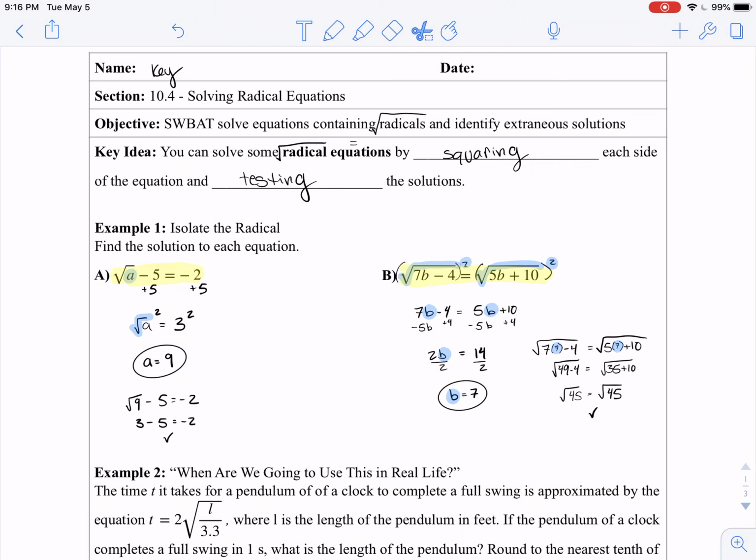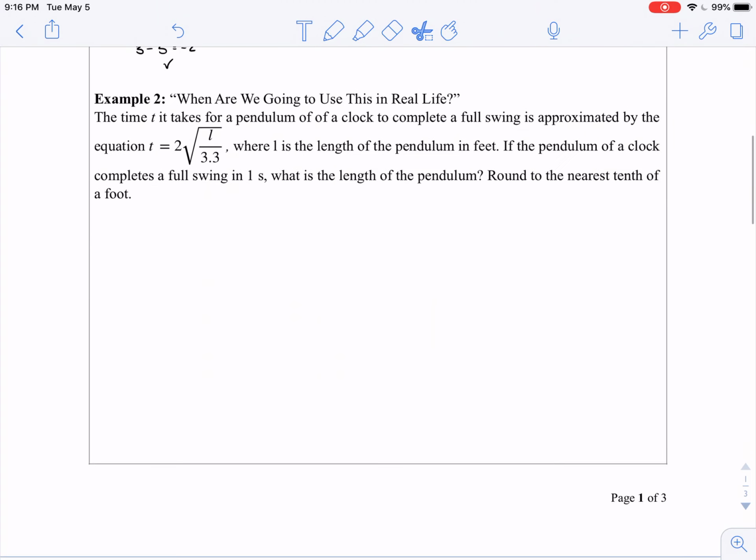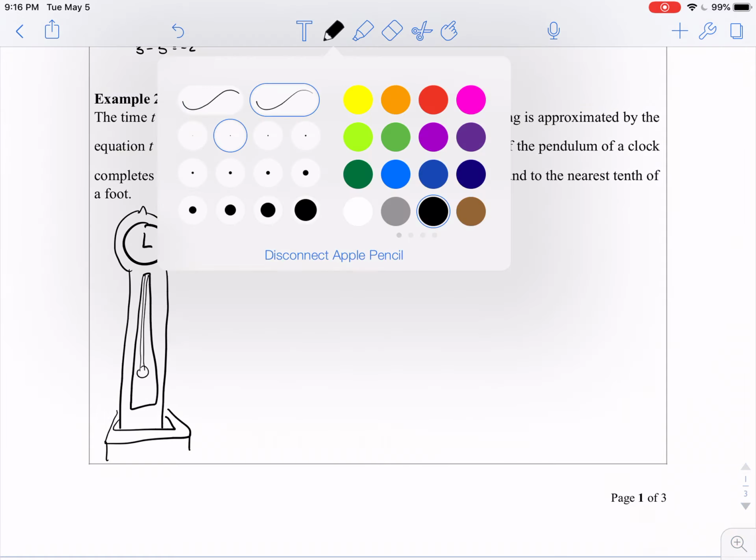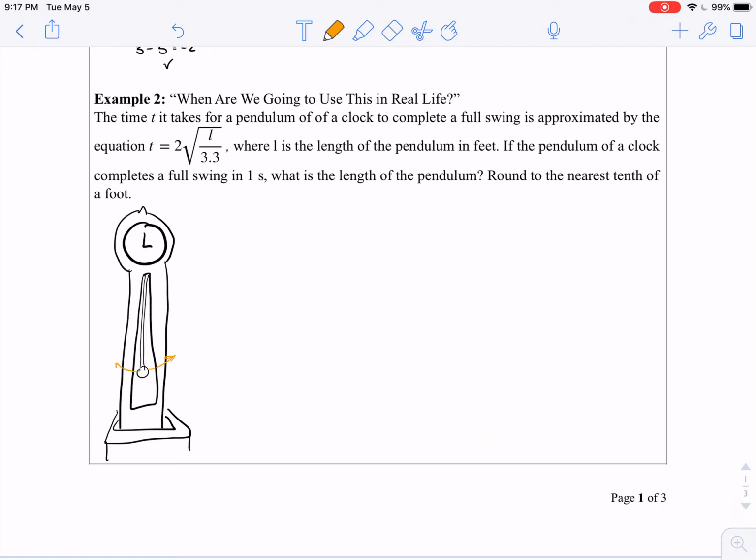Cool. So, Ms. Van Dyke, when are we going to use this in real life? So glad you asked. Well, let's say you have a pendulum of a clock. You know, a clock looks like this, and then it's got the little hands on it. But this is a big fancy clock, right, that stands in your living room or in your grandparents' living room or something. You've got this big old clock, and in it, you've got this big old pendulum that hangs down like this. And the pendulum is the thing that swings back and forth and makes that tick-tock sound, you know? That's what a pendulum is.